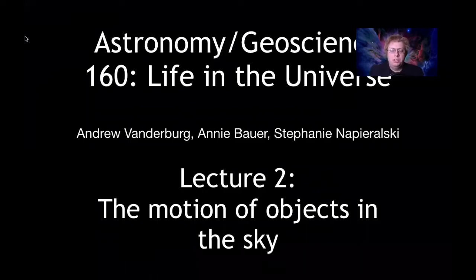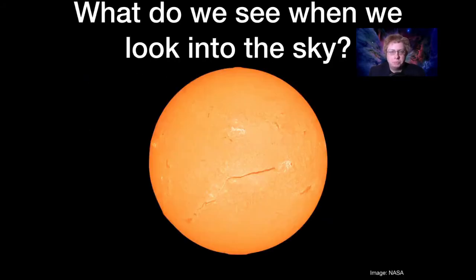Hi, everyone. This is the final segment of Lecture 2. In this segment, we're going to be talking about the motion of the objects we see in the sky and what that tells us about our situation in our system.